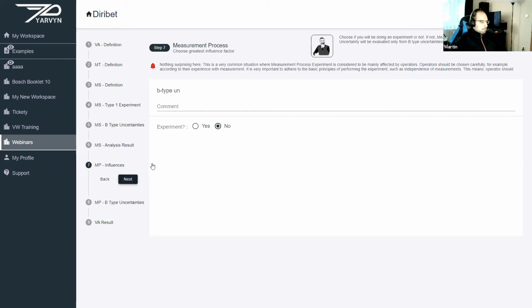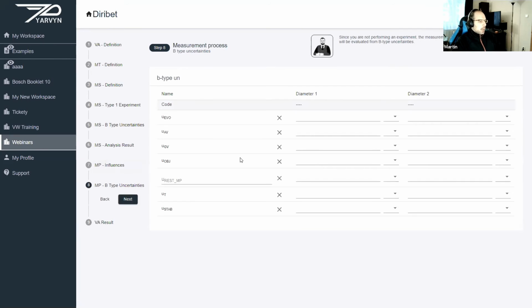About the uncertainties that can be filled in Yarvin software, the first choice is if you want to make an experiment or not. Because as Jaroslav told you, our approach is to calculate everything that can be calculated from the data as a type A uncertainty. So these uncertainties that can be calculated are not possible to fill in as B type. First, to show you what all the uncertainty budgets we have, I select no experiment, and we have every single uncertainty that can be filled in. It's repeatability on the workspace, the reproducibility of the operator, of the measurement system, of the object, of the temperature, of the stability, or something else.